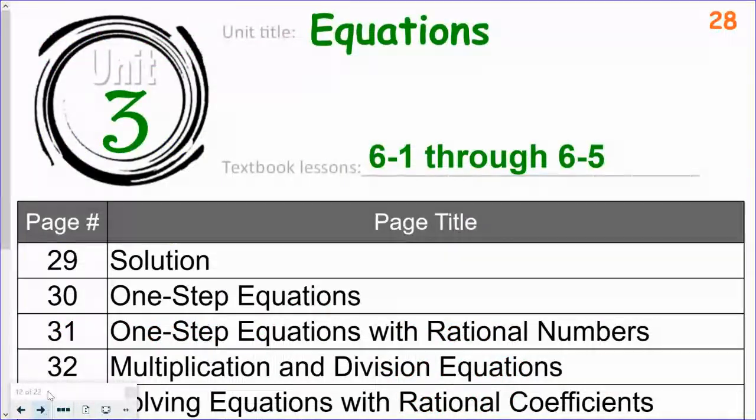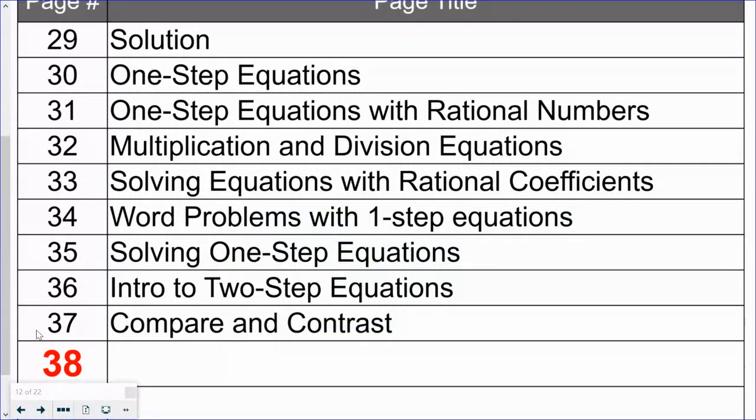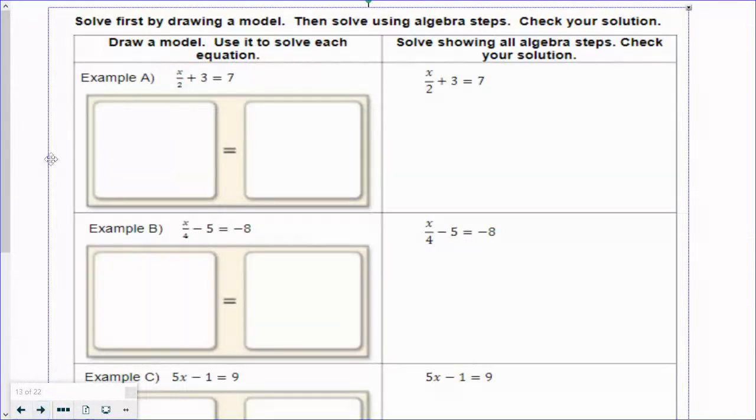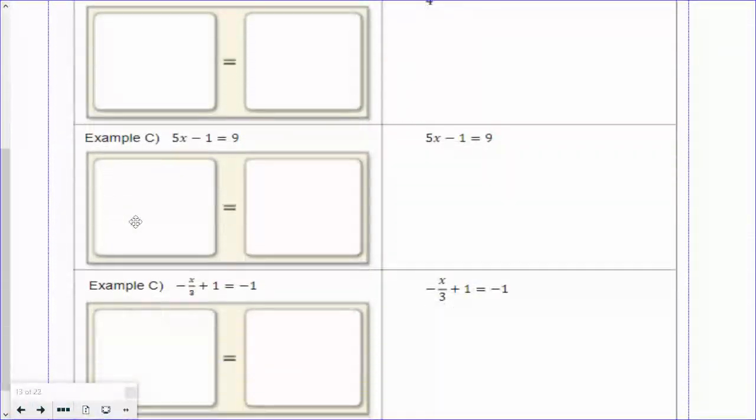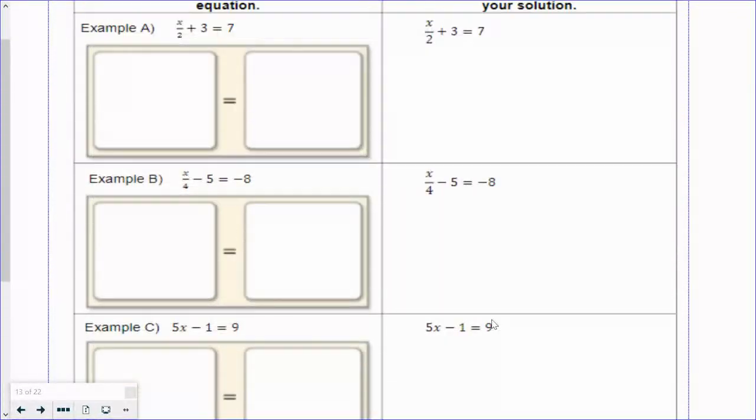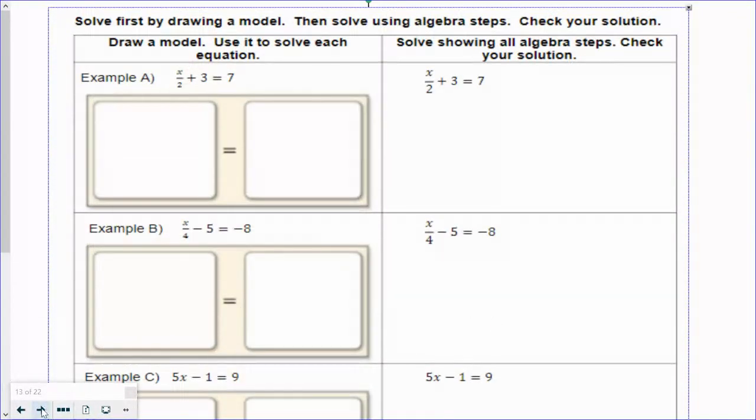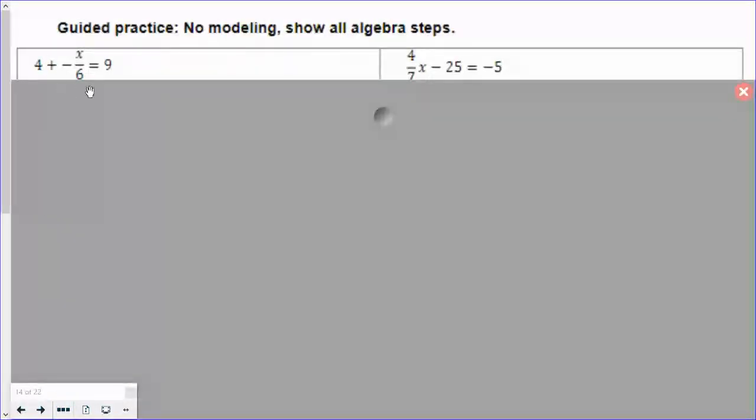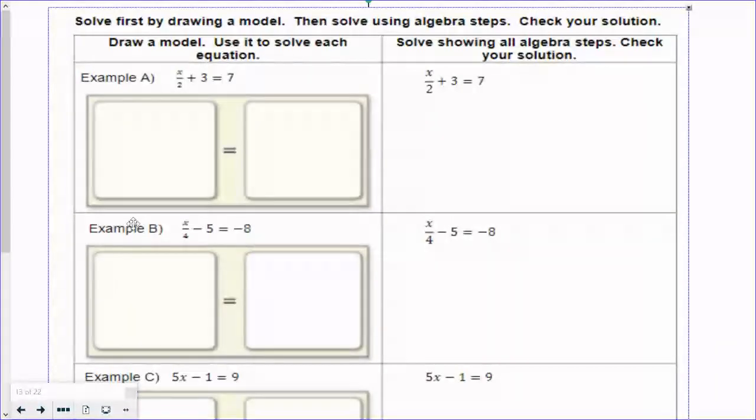We're going to go through left page 38. We're going to do a few examples doing both modeling and the algebraic steps to it. Then you'll solve 2 problems to check your answers and then do your homework, which is only 6 problems. Okay, so let's look at example A first.